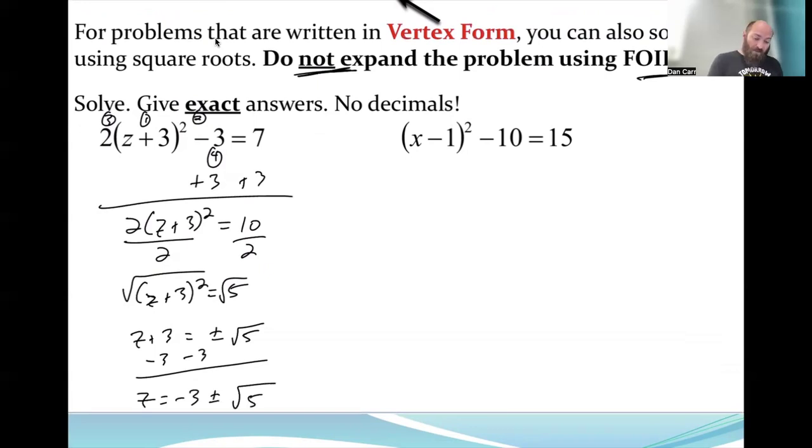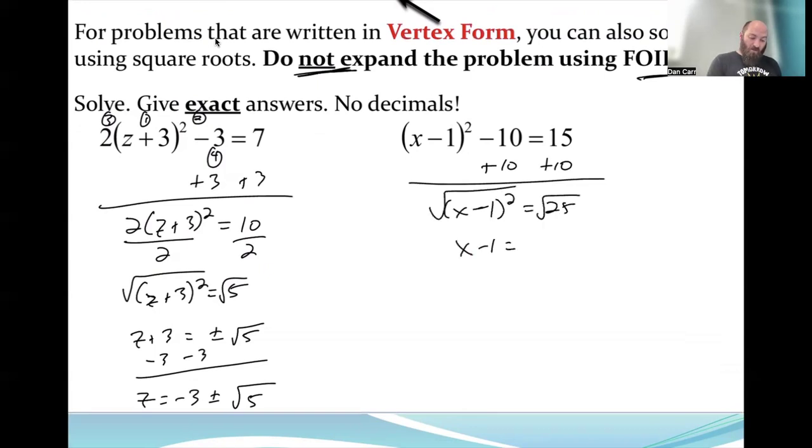Okay, same thing here. Get rid of the -10 first. So we get x minus 1 squared is equal to 25. We square root both sides so that x minus 1 is equal to plus or minus 5. So then I'm going to add 1 to both sides here. So x is equal to 1 plus or minus 5.